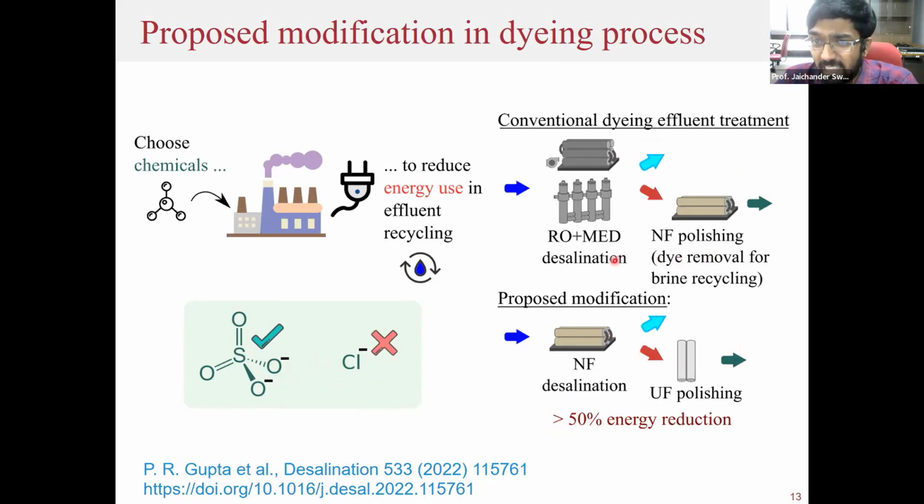So the conventional brine recycling, as I mentioned, involves reverse osmosis plus multi-effect distillation followed by nanofiltration for polishing. What we have proposed is that once you eliminate the chlorides in favor of sulfates, then in the place of reverse osmosis, you can actually use nanofiltration membranes for desalination. And also for the polishing step, we can use membranes with larger pores, such as ultrafiltration membranes. The reason for this is that the anions are now much larger. So the hydrated sulfate anion in water is much larger than the hydrated chloride anion. And also the sulfate being doubly charged, the rejection of sulfate is higher, even with membranes with larger pores.